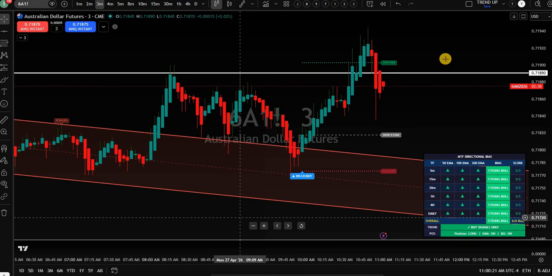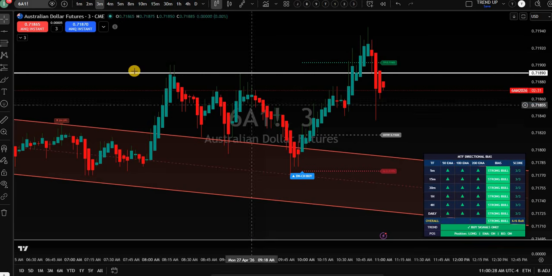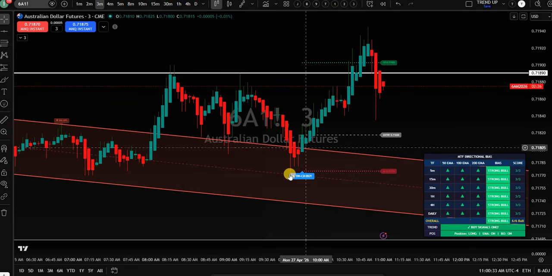Okay, so this is going to be a hot setup right here. I'll show you guys why momentarily. So, long story short, this trade was a simple breakout, and it's during the New York session.